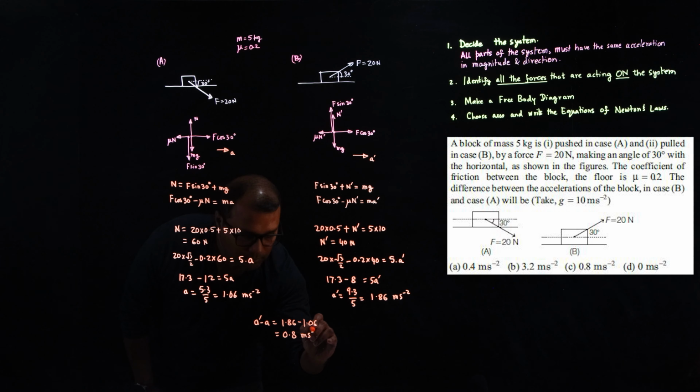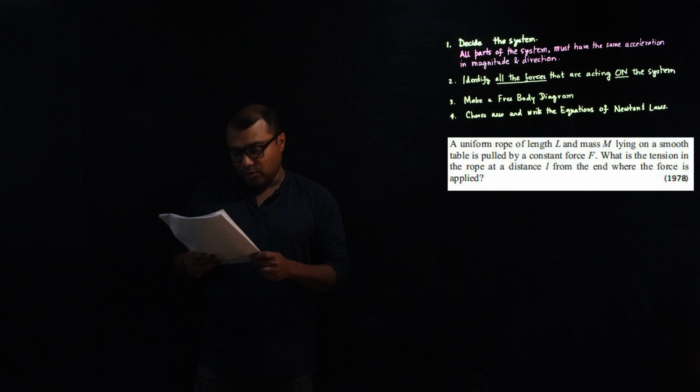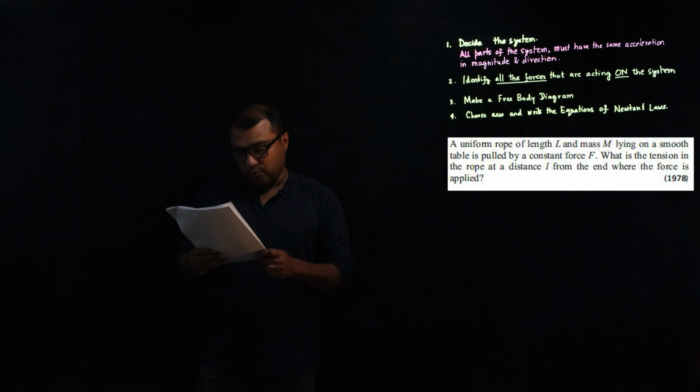So here's the next question up on the board. A uniform rope of length L and mass M lying on a smooth table is pulled by a constant force F. What is the tension in the rope at a distance L from the end where the force is applied?